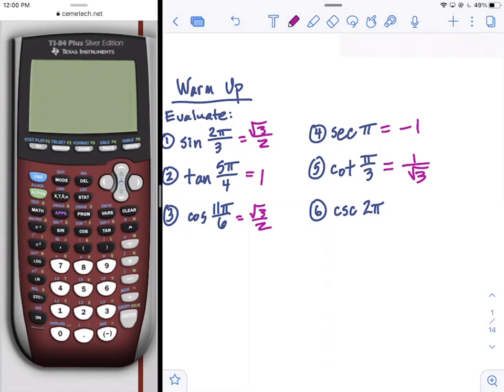Sometimes, no, did I do that wrong? No, that's right. Oh, yeah. I'm going to talk about rationalizing it.